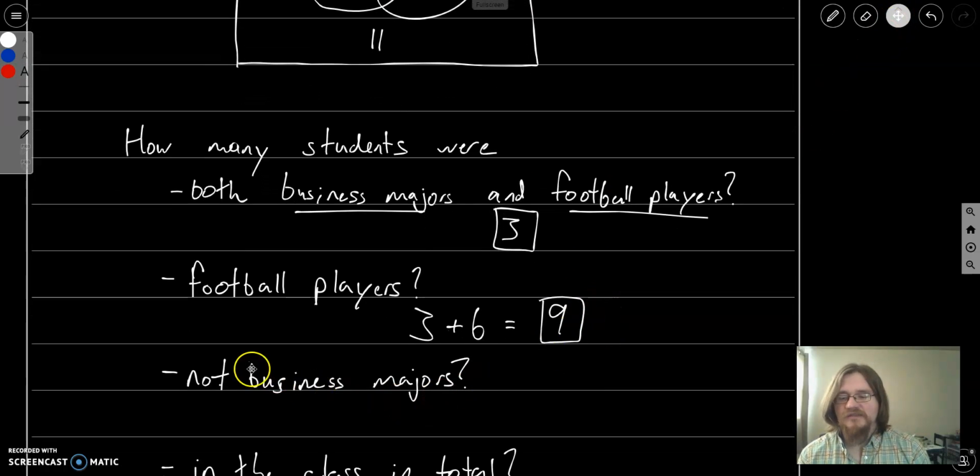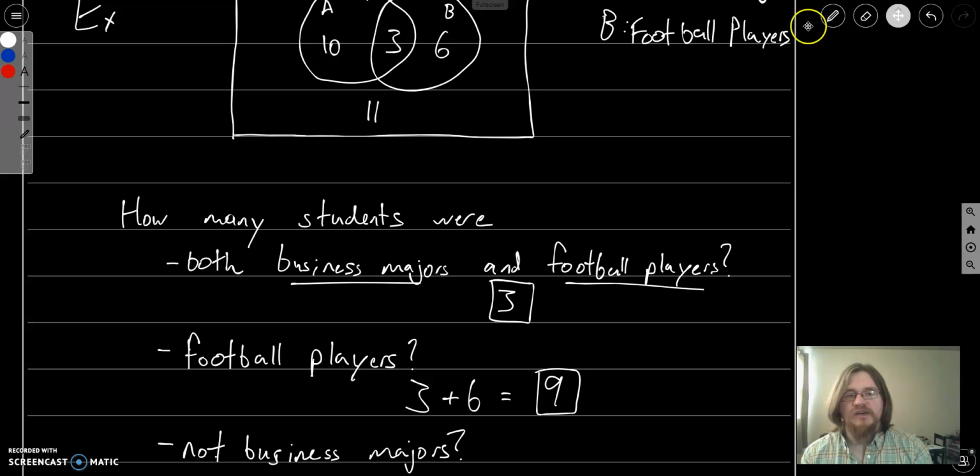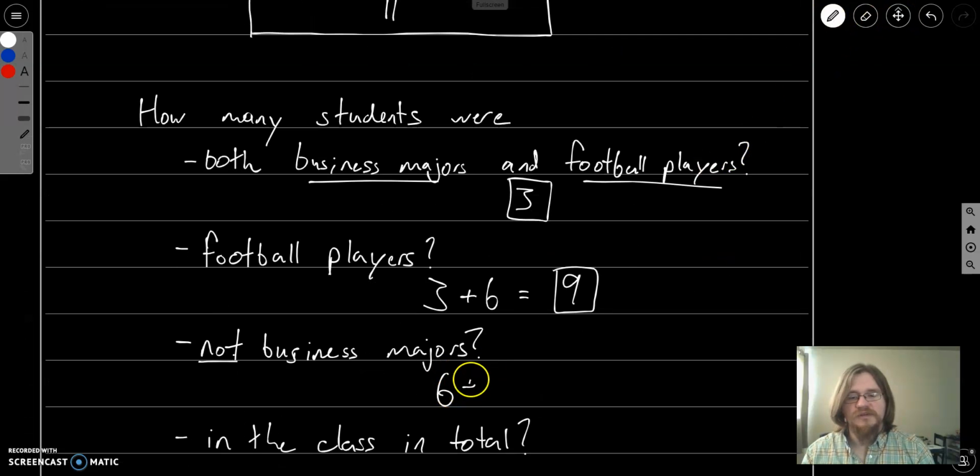Next up, okay, so how many people were not business majors? So when we look at our diagram, we see four numbers. 10 would correspond to how many people are business majors but not football players. 3 is how many students were both business majors and football players. So the 10 and the 3, these are the students that we don't want because we want the ones that aren't business majors. So over here, in B, this 6 here is going to be those students who are football players but are not business majors. So there are 6 of those students.